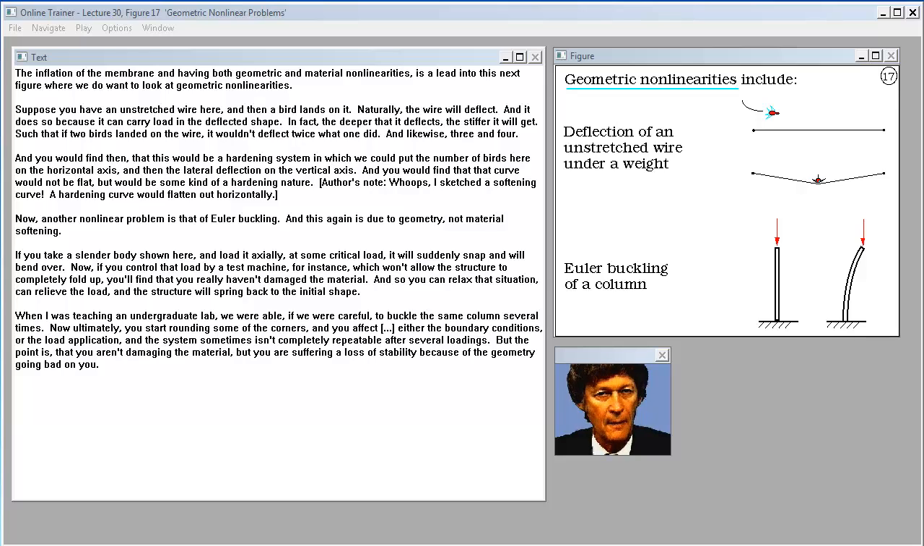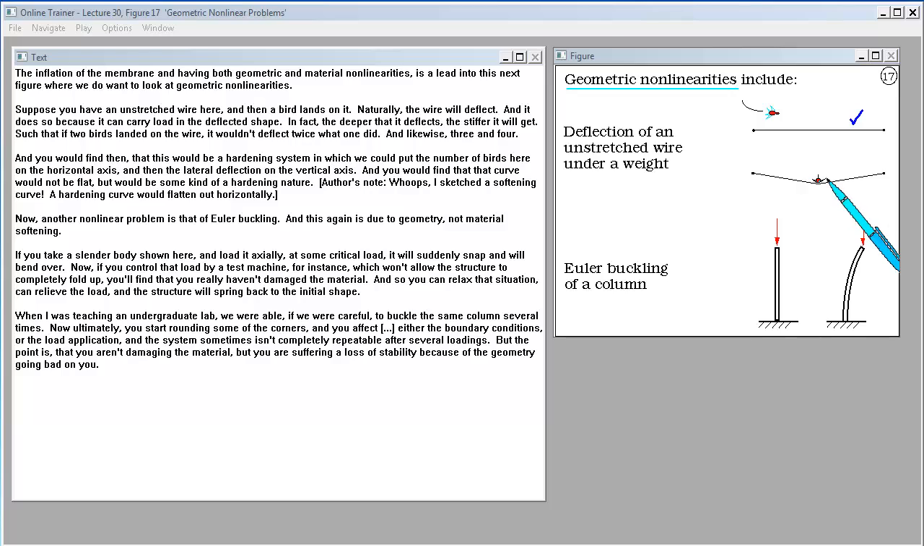The inflation of the membrane and having both geometric and material nonlinearities is a lead-in to this next figure where we do want to look at geometric nonlinearities. Suppose you have an unstretched wire here and then a bird lands on it. Naturally, the wire will deflect, and it does so because it can carry load in the deflected shape. In fact, the deeper that it deflects, the stiffer it will get, such that if two birds landed on the wire, it wouldn't deflect twice what one did, and likewise 3 and 4. And you would find then that this would be a hardening system in which we could put the number of birds here on the horizontal axis and then the lateral deflection on the vertical axis, and you would find that that curve would not be flat but would be some kind of a hardening nature.